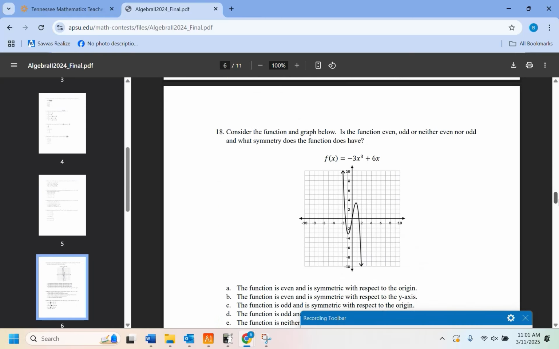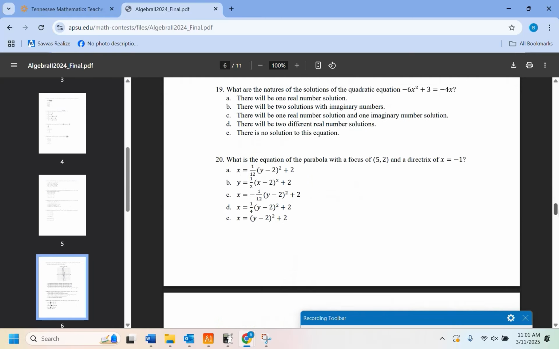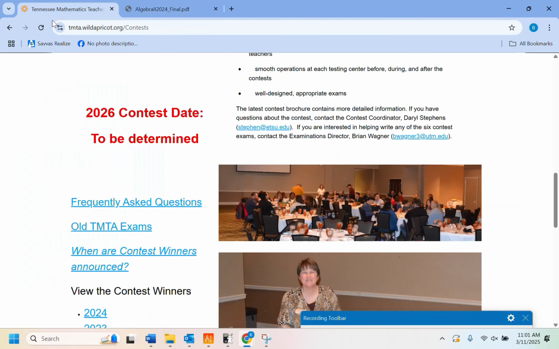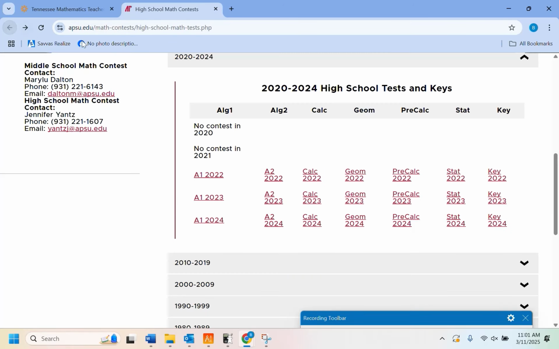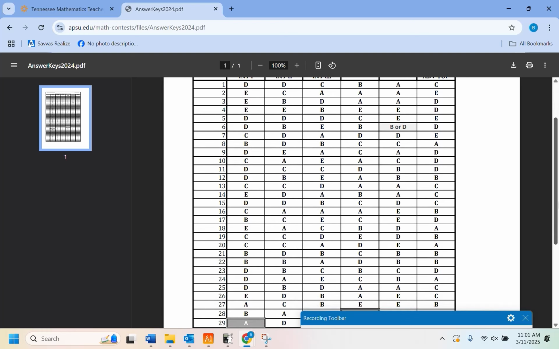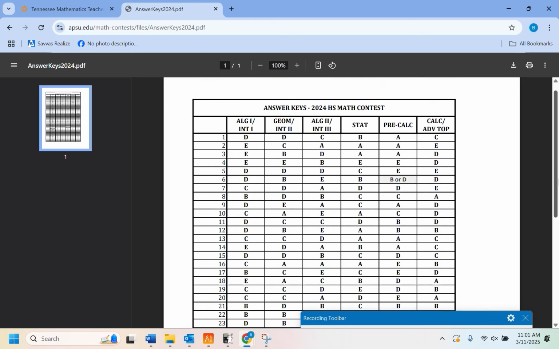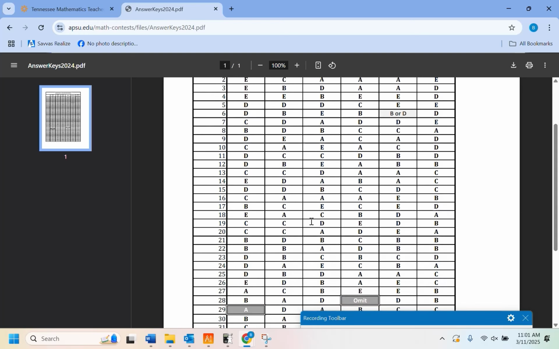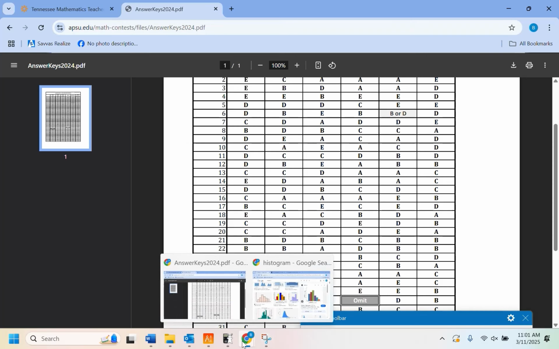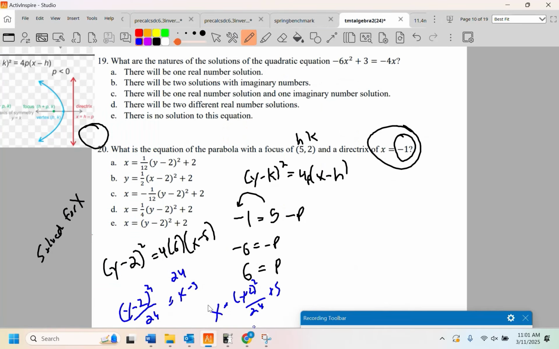What number was that? That was 20. I don't know why I went through all that process. I could have just looked at the key here. And they are saying number 20 in Algebra 2 is A. And I don't agree with that. But it does have the 12th, which is kind of cool.